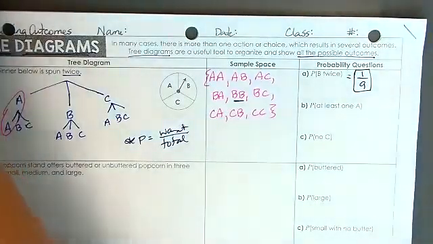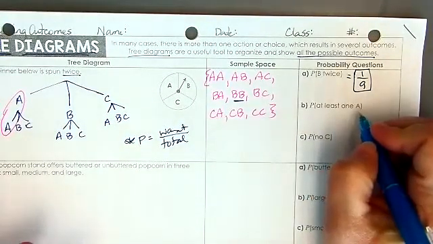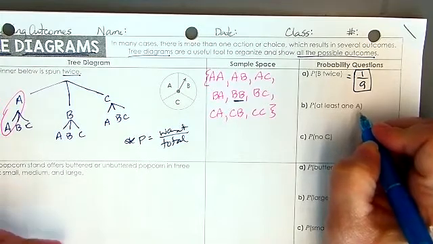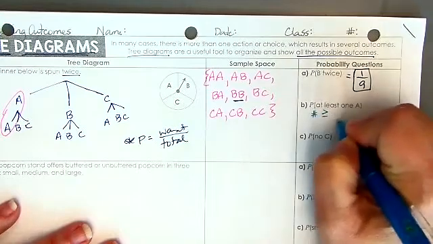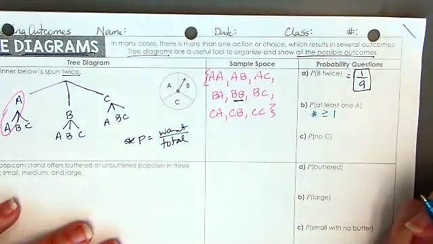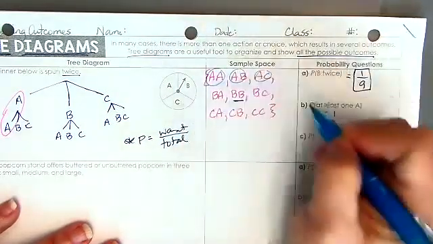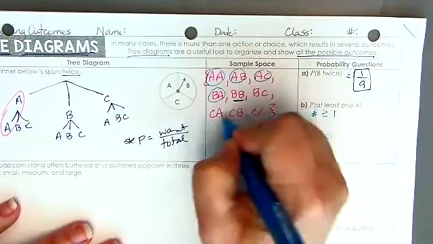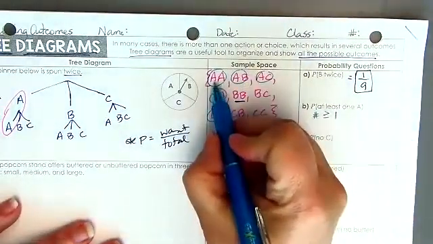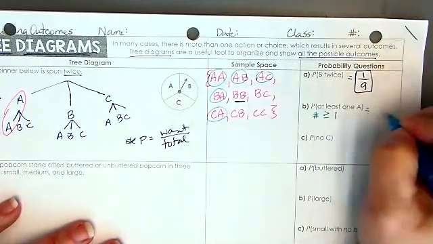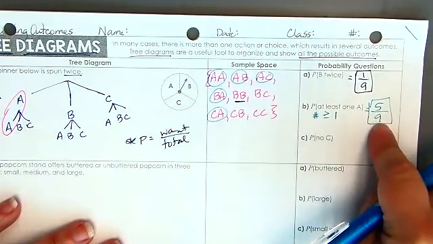All right, next, probability of at least 1 A. So the smallest amount is 1 A, but I can also have more, so this is greater than or equal to 1. At least 1 A. So I have 1 A here, 1 A here, 1 A here, 1 A here, 1 A here. So that's all of my possible A's. At least 1 A, but I can have 2 because it says at least. So therefore, this is going to be 5 over 9, because it's what I want over the total of 9.